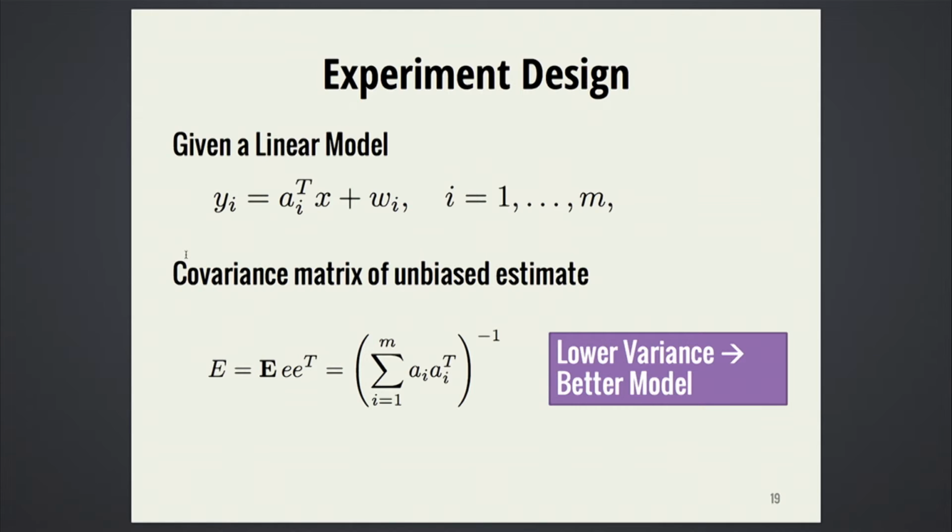So to give you an intuition of how this works, the linear model that we had before is expressed here in this formula y_i equals a_i transpose x plus w_i. And the insight here is that the error in this model is given by the covariance matrix of the estimate that we have, and that estimate is actually independent of the actual model parameters, and it depends only on these coefficients a_i. And the intuition being that if you have a lower variance, then you have a better model.